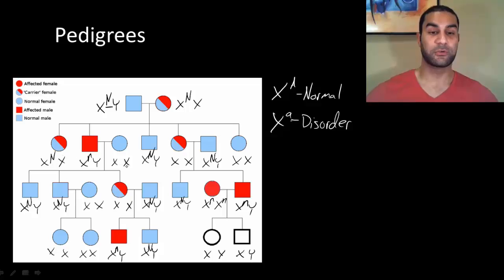The remaining females all have to have at least one dominant X. They all have to be normal. At least one dominant X in order to not show for the disorder. So at least one of their X's will be dominant. And again, we'll leave this one blank.